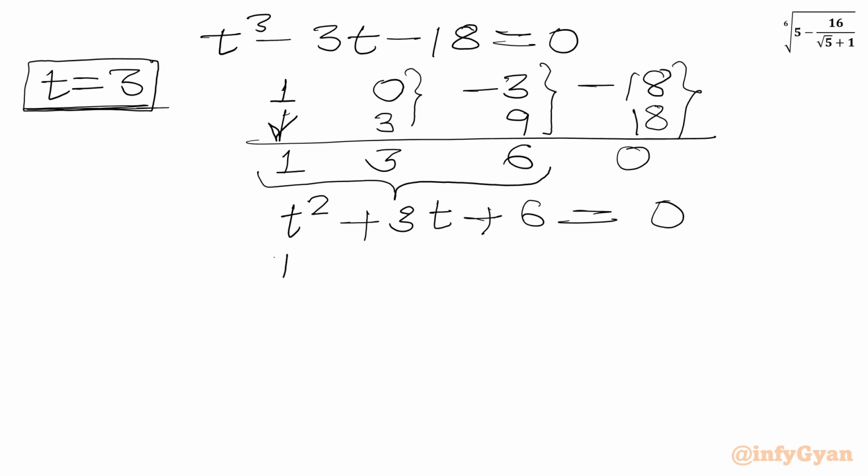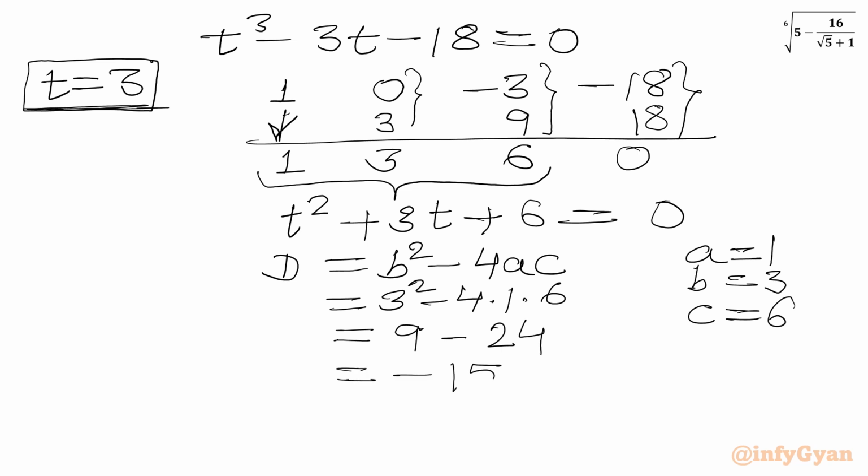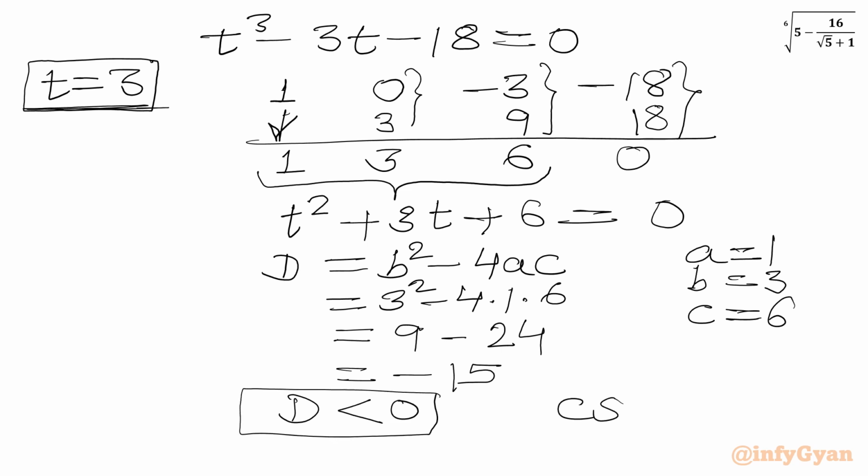Now I will check only the discriminant value. As per formula, it is b square minus 4ac, where a is the coefficient of t square, so 1, b is the coefficient of t, so 3, and c is the constant, so plus 6. So b square will be 3 square minus 4 times ac. a is 1, c is 6. So 9 minus 24, which will give us minus 15. As our discriminant is negative, we will get complex solutions. So rejected solution. So the only accepted value of t would be t equal to 3.